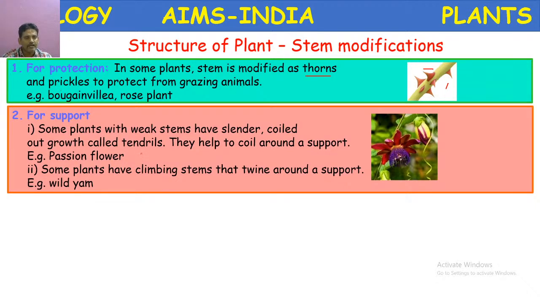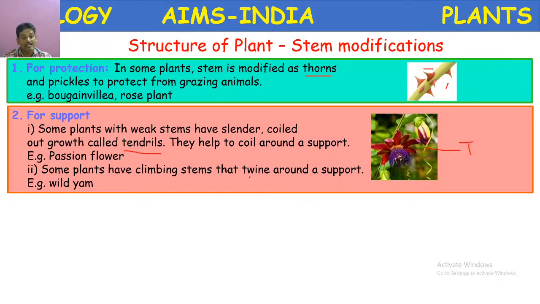A very important structure, tendrils. This is a tendril. They help to coil around a support. Example, passiflora or passion flower. This is one example. Or you can observe in our surroundings so many plants, beans, snake gourd, bottle gourd, bitter gourd, all these plants. Some plants have climbing stems that twine around the support.